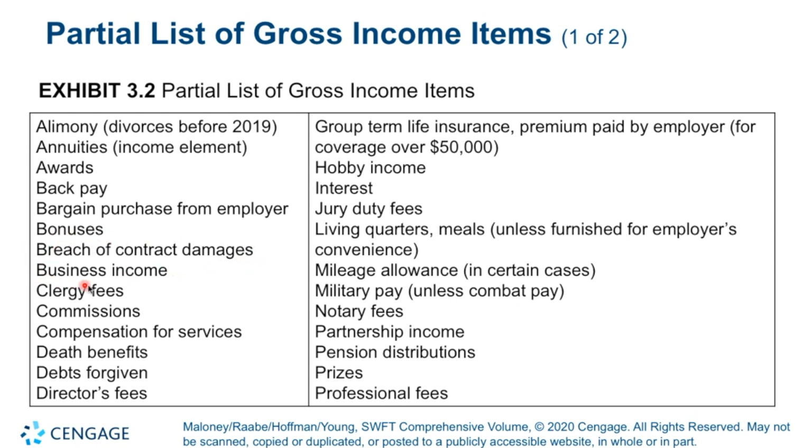Breach of contract damages, business income, clergy fees, commissions, compensation for services, death benefits, debts forgiven, like if a credit card forgives or writes off a debt, director's fees, group term life insurance, the amounts over $50,000 coverage, hobby income, interest, jury duty fees, living quarters, meals, unless furnished for the employer's convenience, like we just talked about, mileage allowance in certain cases, military pay unless combat, notary fees, partnership income, pension distributions, prizes, and professional fees.